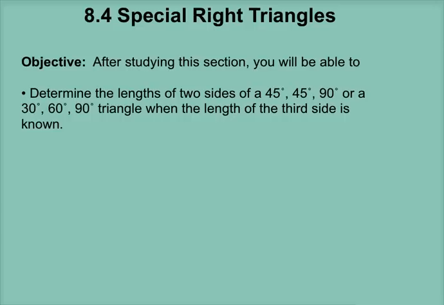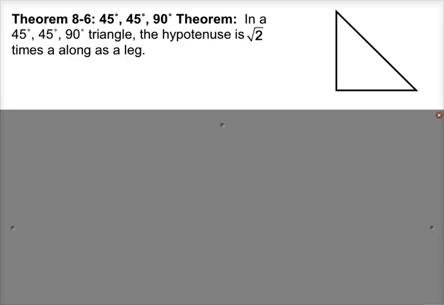Your objective today is to determine the lengths of two sides of a 45-45-90 or a 30-60-90 triangle when the length of the third side is known. So today is about shortcuts.